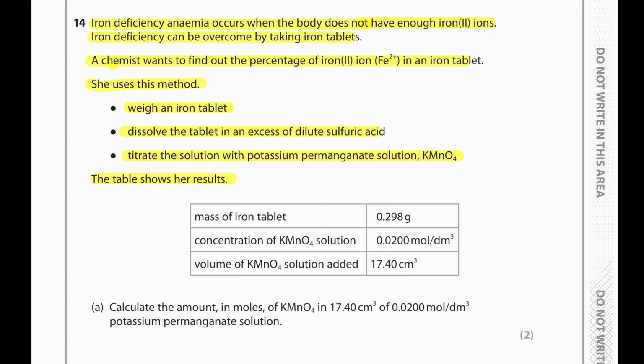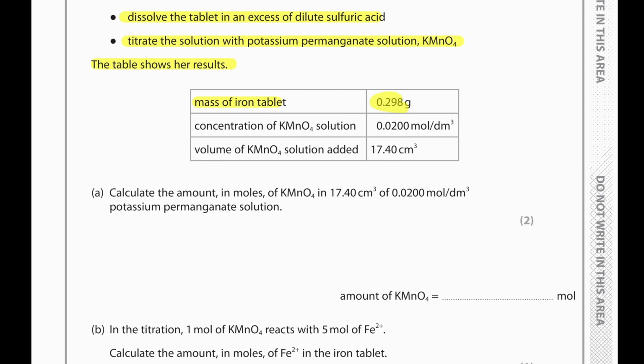The table shows her result. Mass of iron tablet 0.298 gram, concentration of potassium permanganate 0.02 mole per dm cube, volume of potassium permanganate solution added is 17.4 cm cube.